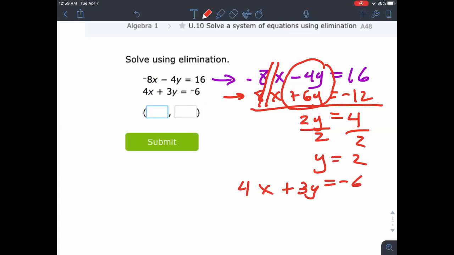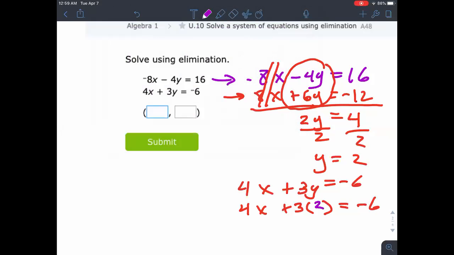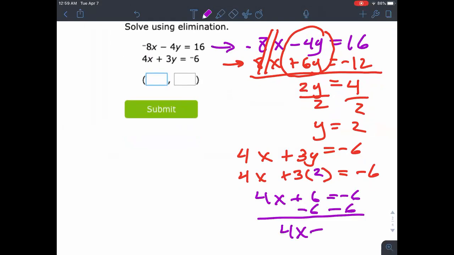So now I take either one of the original equations. I'm going to choose 4x plus 3y equals negative 6. It's got fewer negatives, so I'm making the assumption that it's going to be a little bit easier. And I'm going to take that answer we just got, that y equals 2, and put it in where the y is in that second equation. So right here, I get 4x. 3 times 2 is 6. I subtract 6 from both sides. 4x equals negative 12. Divide by 4. x equals negative 3.